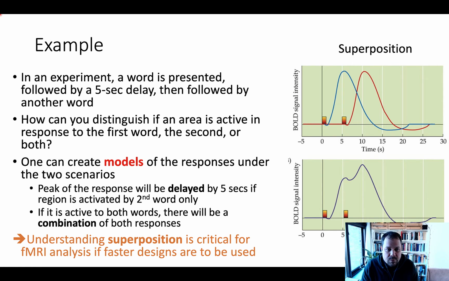So under the assumption of superposition, we would then be able to distinguish between regions that respond to the first word only, to the second word only, or to both words. So we can create these models of the responses under the different scenarios. Obviously, we would observe only the first response if they respond to the first word only, and the second response if they respond to the second word only. But this combination response based on superposition, if the region is active to both words, is the type of response that is based on a combination of these two types of responses that I described earlier, namely this superposition.